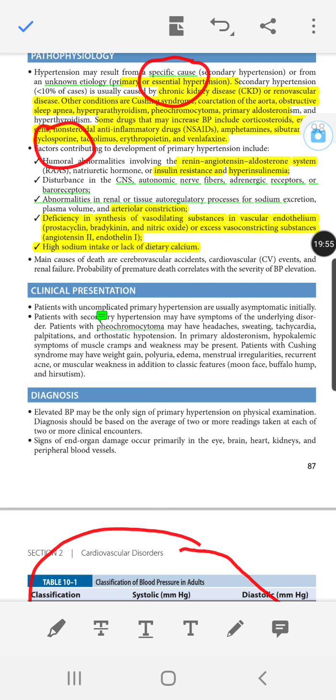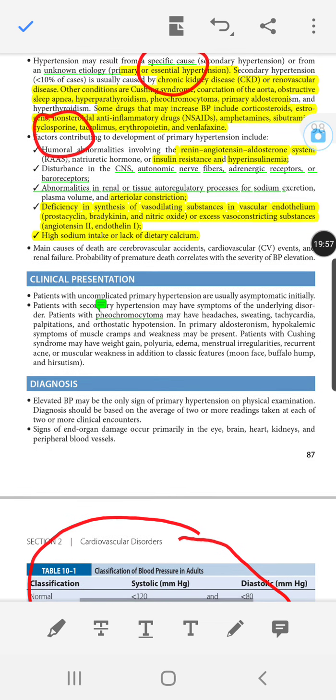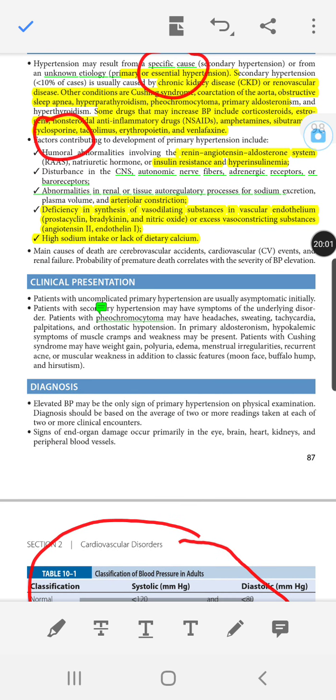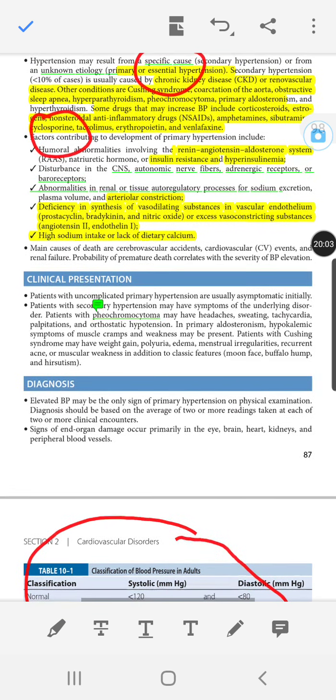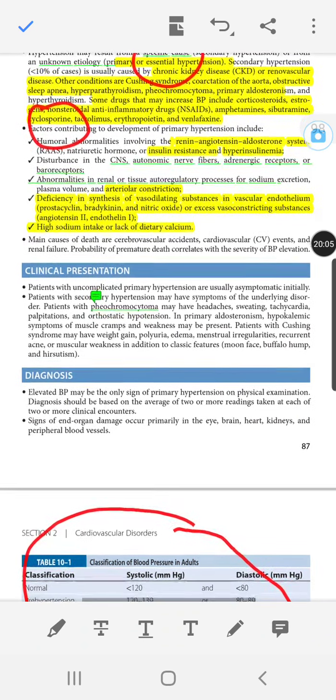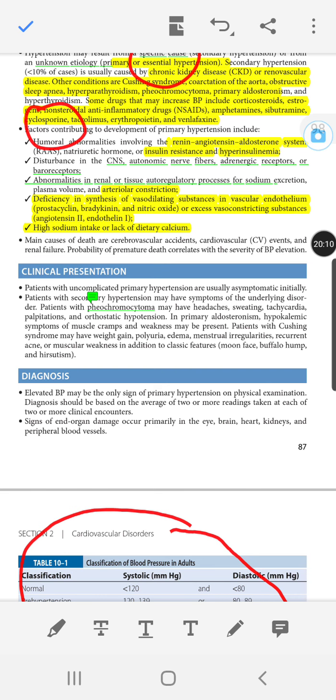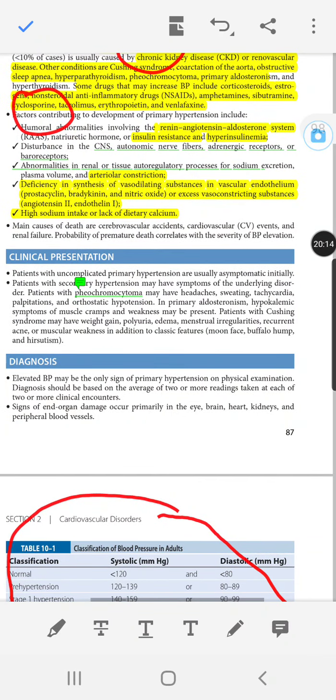And the last one is the high intake of sodium and less calcium intake, like taking fewer dairy products such as milk and yogurt, and taking more sodium like fast food, so your blood pressure may increase. Causes of death are cerebrovascular accidents, cardiovascular events, and renal failure.